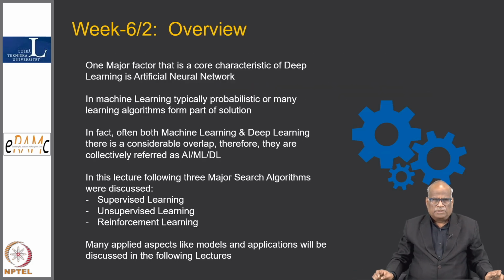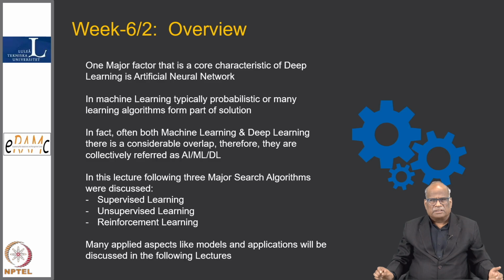So now I'll provide an overview of lecture 2 of week 6. One of the core characteristics of deep learning is that the artificial neural network is at the core of deep learning. In machine learning it is all statistical and probabilistic methods, but in deep learning, ANN has a major role to play. It doesn't mean that machine learning statistical approaches are not used. They are also used, but ANN plays the lead role here.